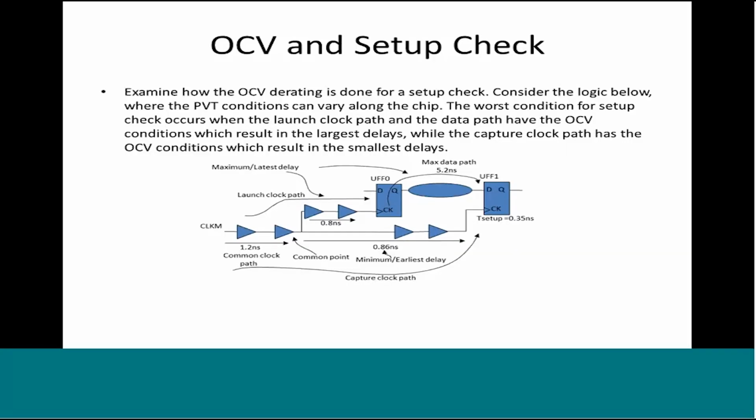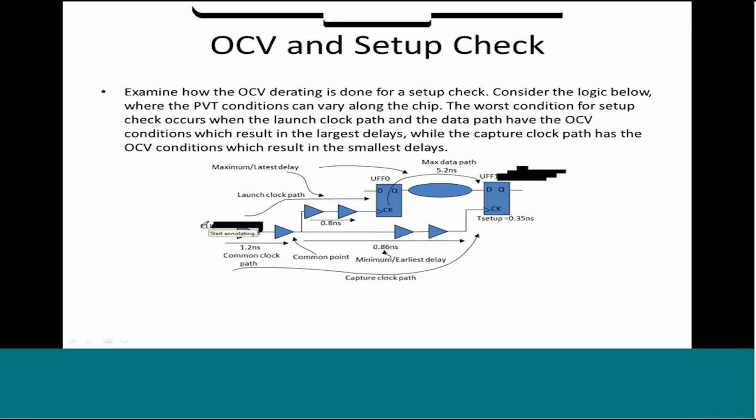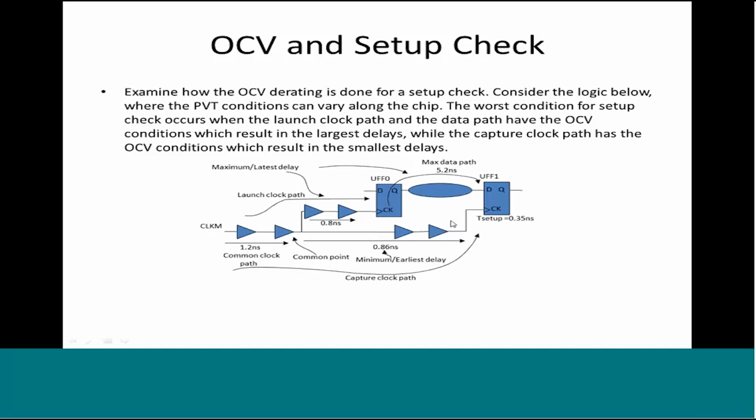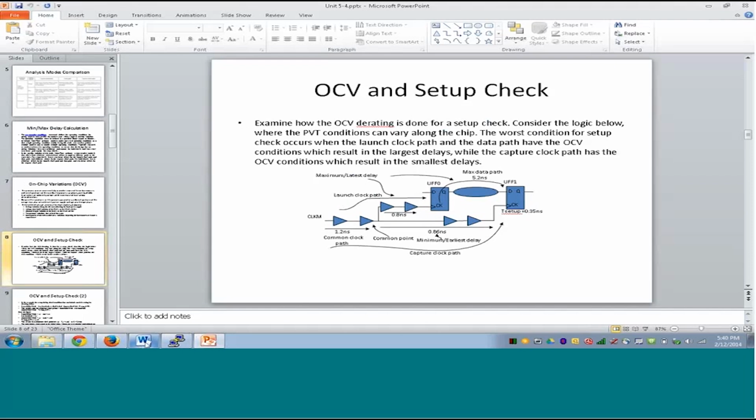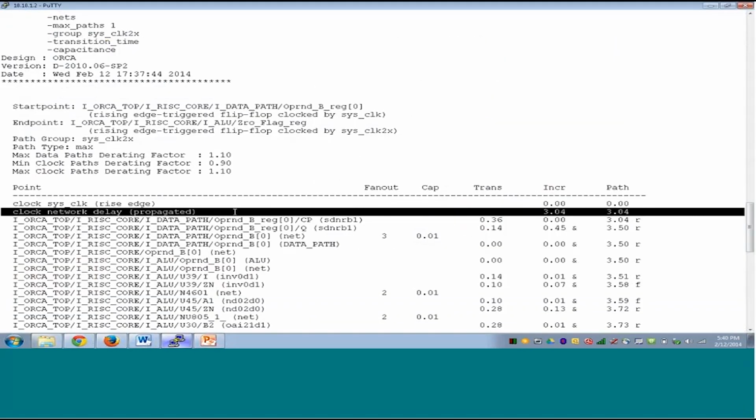So we see that actually the path should start from somewhere from here. It should show us the clock launch path, then the data path, and then the clock capture path. But here it's not showing me the clock launch path. The clock launch path is represented by just a single statement, clock network delay propagated.